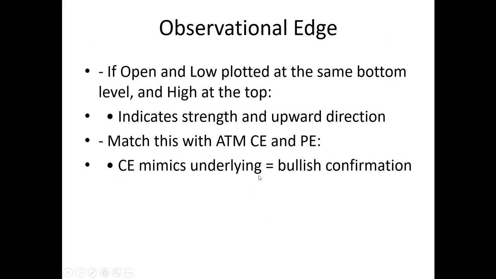How do I get the discount? I put a tool on and see whether I'm getting the discount. If open and low are plotted at the same bottom level and high at the top, this is an observational edge that indicates strength and upward direction. The next step is to match this with the ATM, at the money call option and put option. You just need to know whether to be in the call option or the put option. That is a very big question for all traders.